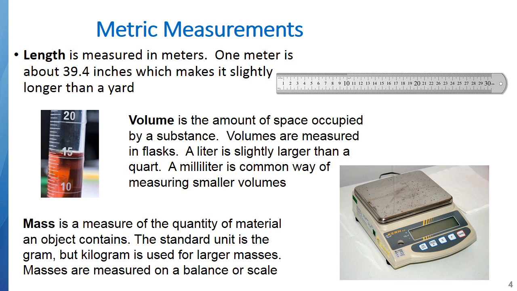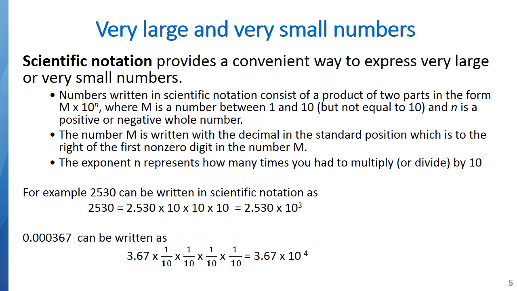Okay, and then mass is a measure of weight or the quantity of material. We usually use some kind of scale. And the standard unit for mass is gram. You might also talk about kilograms if you have larger masses. You might also hear of milligrams. A lot of times medicines are in terms of milligrams or micrograms. We'll talk more about the different metric units in just a minute.